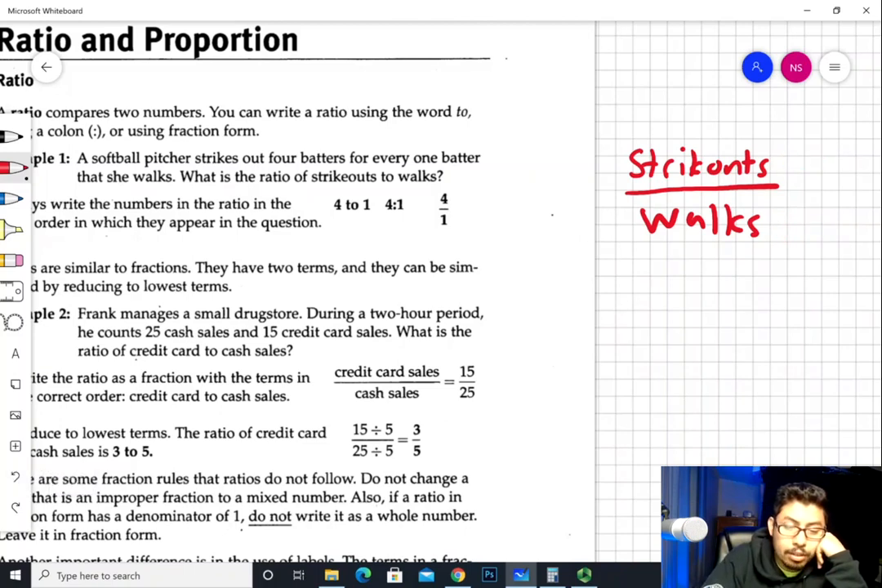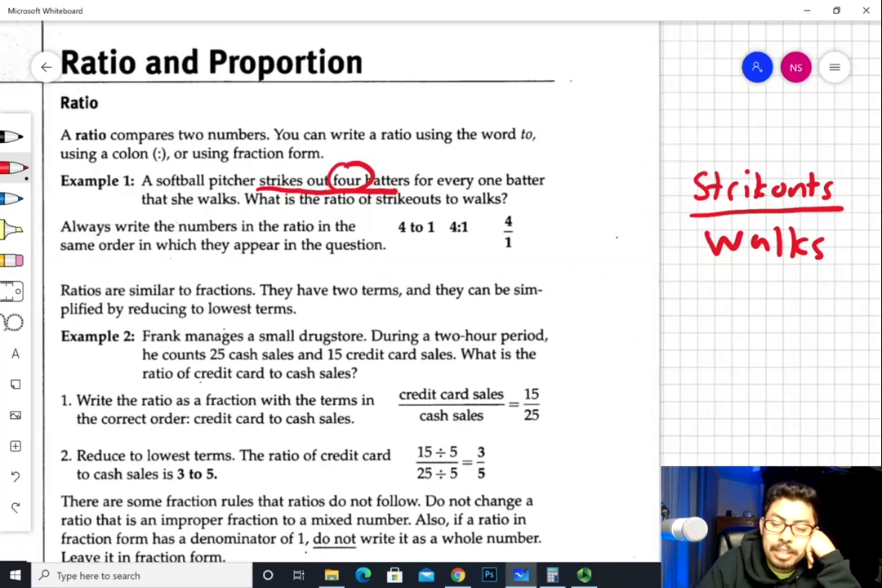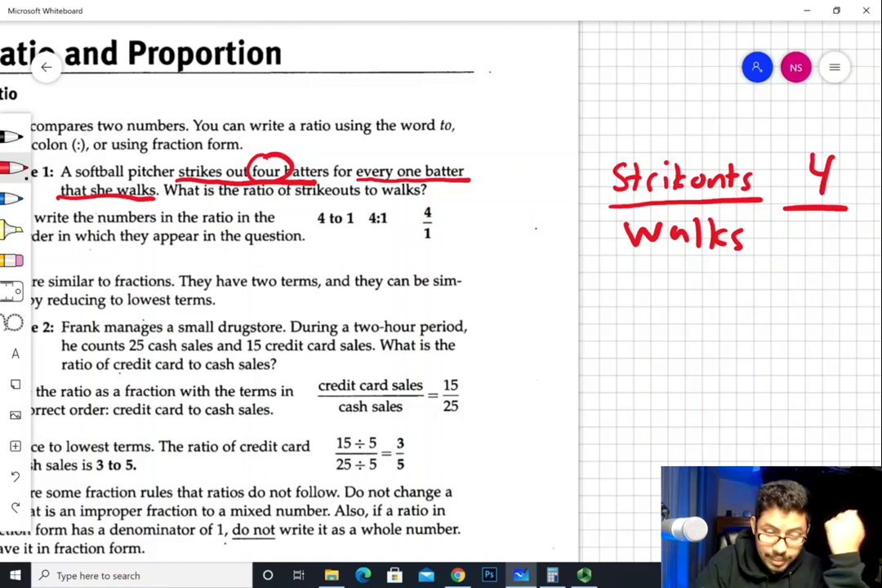Let's go do that. Let's go back and read. A softball pitcher strikes out. There it is. Strikes out 4 batters. There's my number. 4. So my strikeouts is 4. Strikes out 4 batters for every 1 batter that she walks. Every time she strikes out 4 batters, there's 1 that walks. So there's my walks, my 1. They said it right there. 1 batter that she walks.